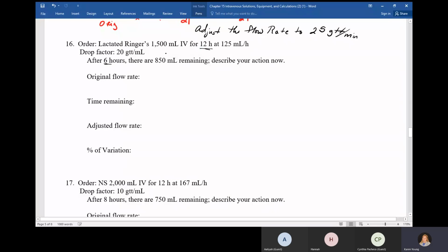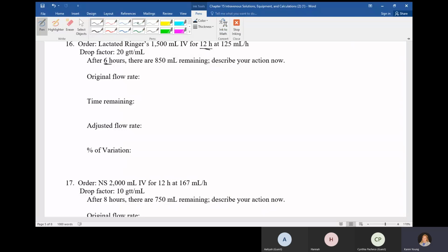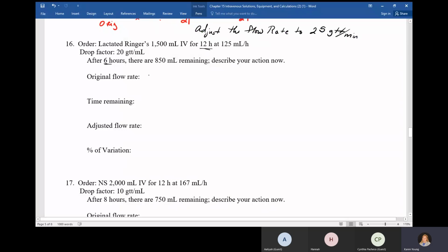We're checking after 6, that's halfway through. It's 850, half of 1,500. All right, half of 1,500 is 750. So 850 is more. So then I'm going to have to see if I can adjust my flow rate. So it doesn't give me my original flow rate. So I've got to first find my original. Okay, so my original flow rate is 125 milliliters per hour.